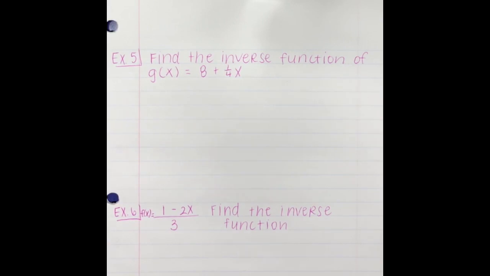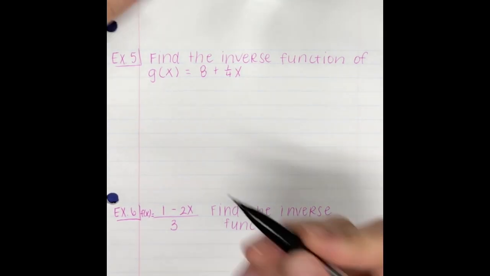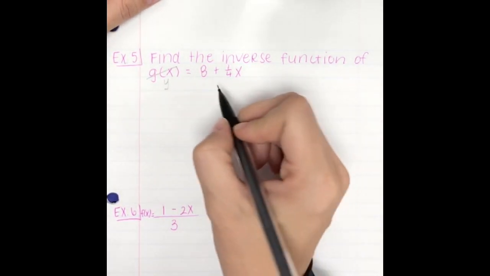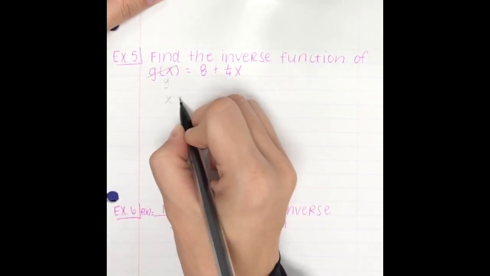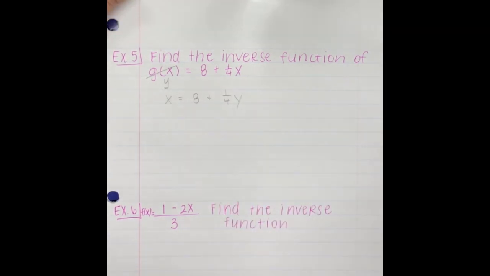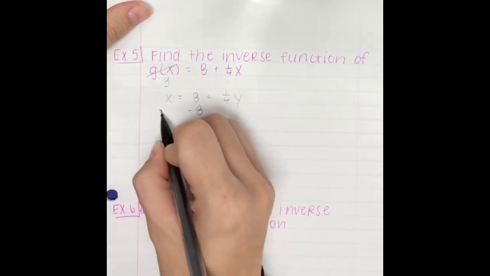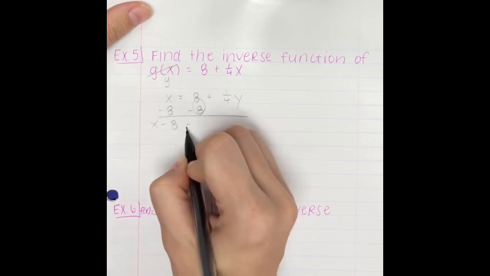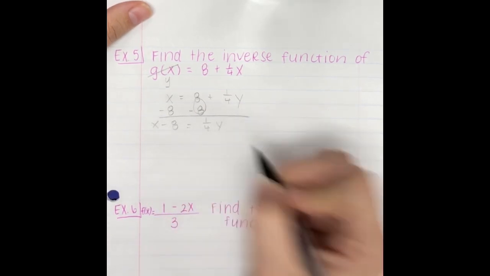Okay, example 5, find the inverse function of g of x equals 8 plus 1/4 x. G of x, same thing as y, okay? So step 1, switch our x and our y, so we get x equals 8 plus 1/4 y. And then we're gonna solve for y, okay? So I'm gonna subtract 8 from both sides. I have x minus 8 equals a 1/4 y.